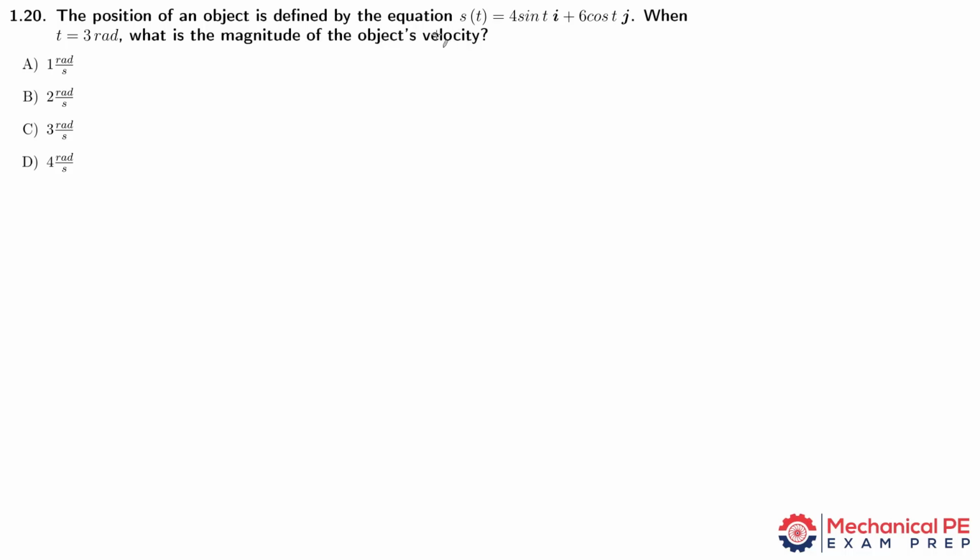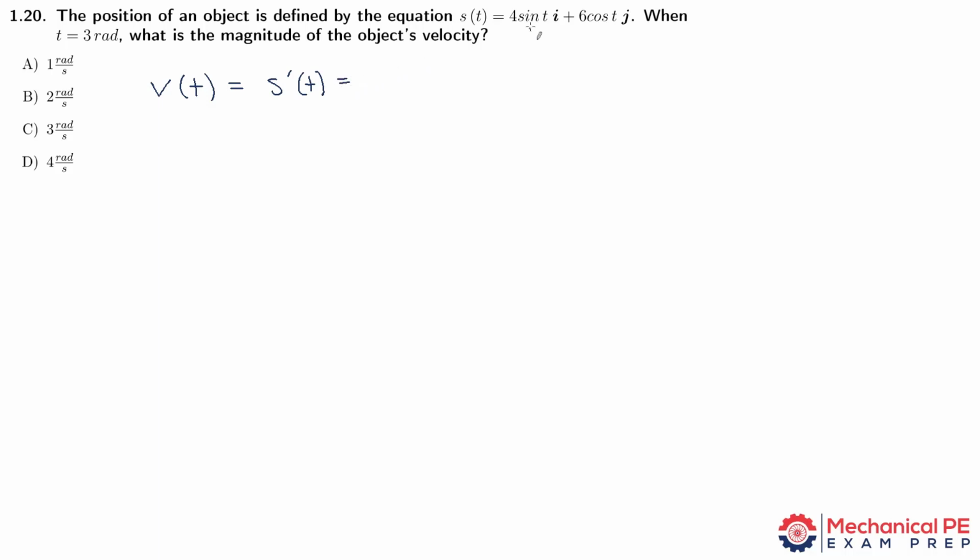So what's the relationship between the position of an object and the velocity of an object? Well, the velocity is the derivative of the position. So that's where we're going to start. We're going to differentiate this thing. We'll say the velocity of t is going to be the derivative of the position of t, so we'll call it s prime of t.